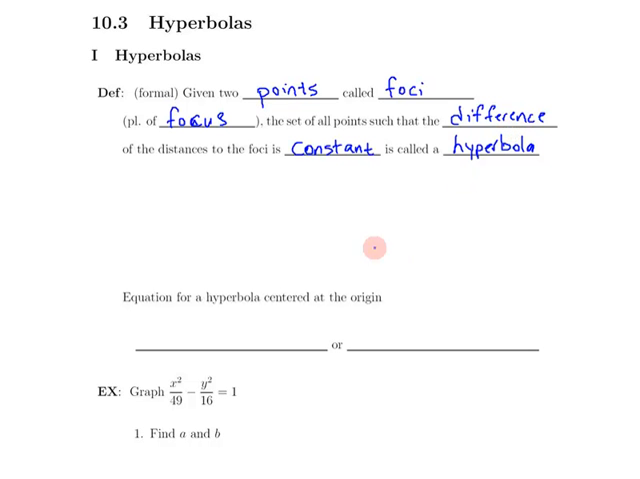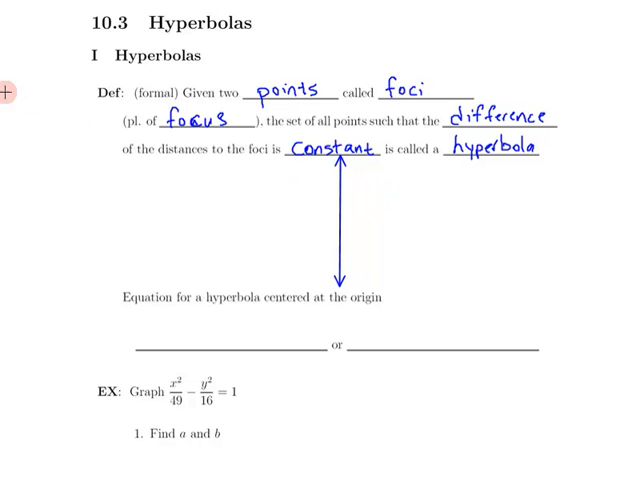Let me draw you a quick picture, and I don't think it'll help a whole lot, but it's still something to consider. What I think the best and easiest way to picture a hyperbola is that shape that we saw in the previous section, where we saw a plane intersecting the cone. That shape is the hyperbola.